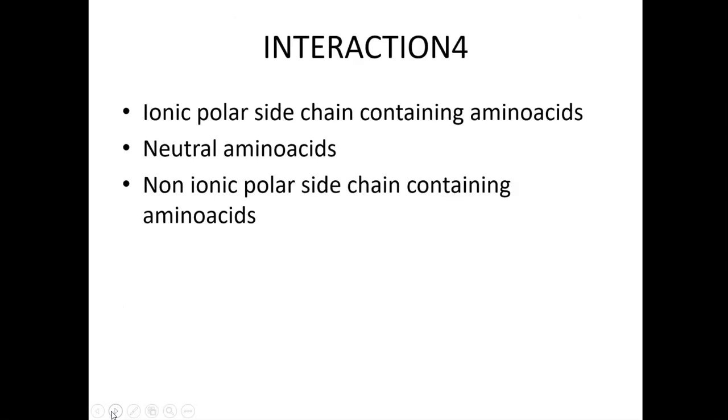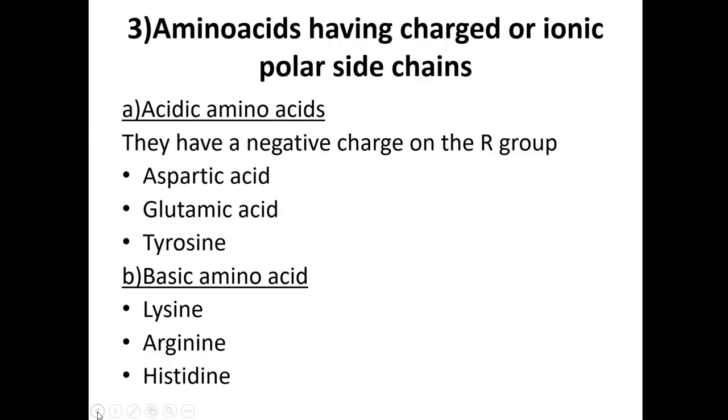So this is the time for our interaction. Which are the amino acids that contain ionic polar side chain? Acidic amino acids and basic amino acids. Acidic amino acids have negative charge, basic amino acids have positive charge. Acidic amino acids are mainly aspartic acid and glutamic acid. Basic amino acids are lysine, arginine and histidine.